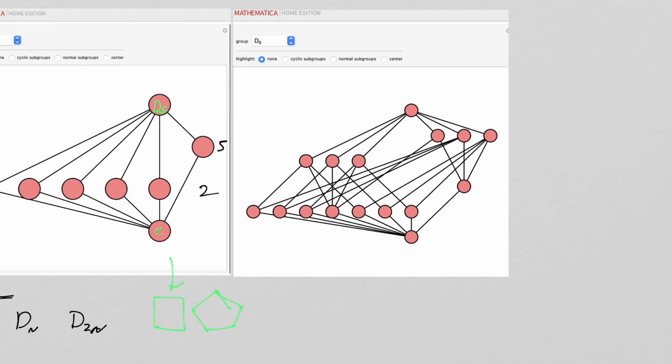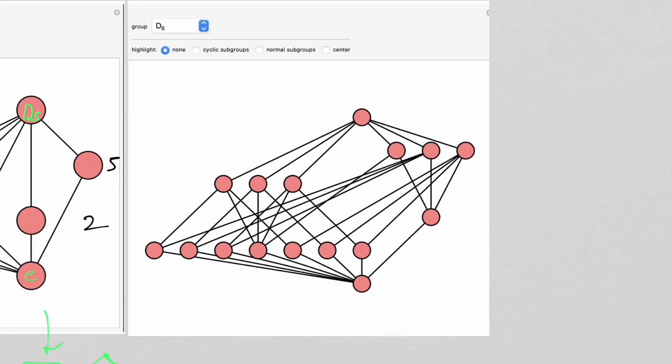Here's D6, by the way. And 6, just again 6, 3, 2, and 1. So it has 4 factors. Wait a minute, that's not right. Of course. I'm falling into my own trap here, getting confused by the things I'm warning you not to be confused by. The order of D6 is 12. The factors of 12 are 12, 6, 4, 3, 2, and 1.